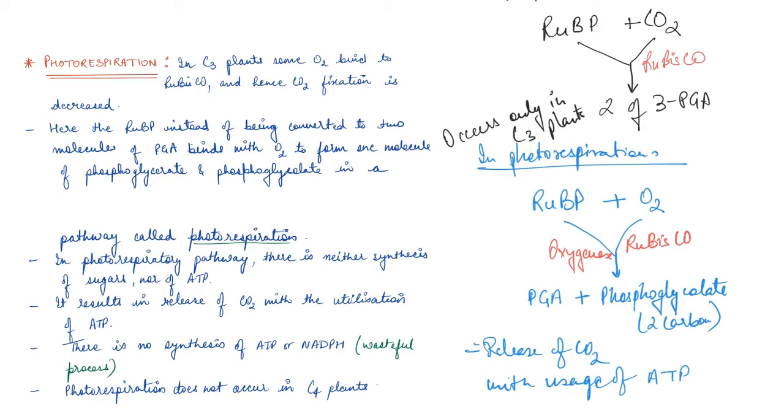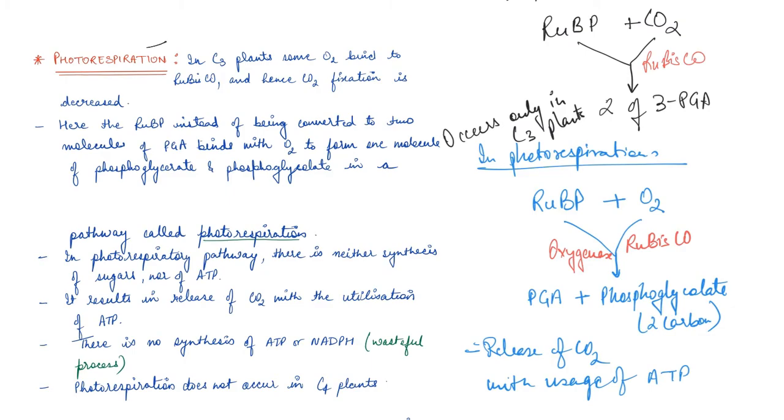Now, where does this photorespiration happen? So the site of photorespiration is chloroplast only. So right, this happens in chloroplast, and along with this, peroxisome and mitochondria. Right? Peroxisome and mitochondria are also required to complete the process, right?